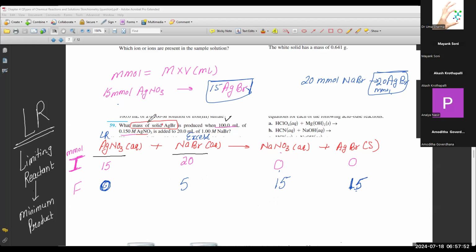What's the question? Mass of solid AgBr. So, mass equals, you know the millimoles, right? So, millimoles, which you can convert into moles if you want, otherwise you multiply by the molar mass of AgBr in milligrams over millimoles. It will be the same. Then your answer will be in milligrams. Then you can convert that into grams. Amodita is saying 2.81 grams, children. Can you check?